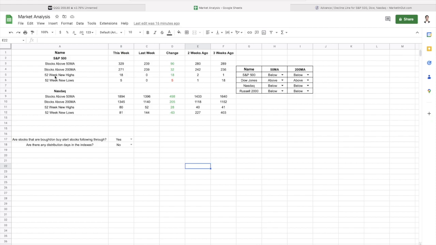Stocks making 52-week new highs on the S&P 500, we had 0 two weeks ago and 18 last week. So there's a positive increase of 18. As for the 52-week new lows, 2 weeks ago we had 0 and last week we had 5. So that's an increase of 5.